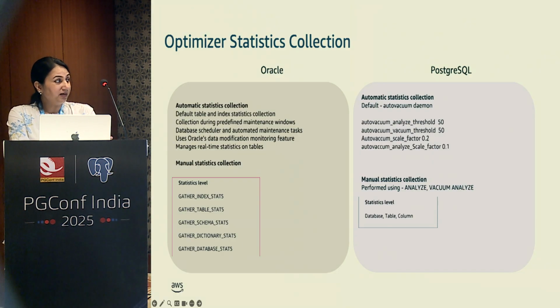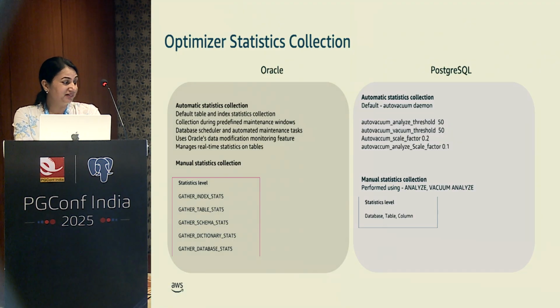So auto stats are all good, but again, if you want to add on to it using manual stats, you can either add on or replace the auto stats completely. In Oracle, you can use the DBMS_STATS package, and in PostgreSQL, you can use ANALYZE as well as the other one. These stats can be collected at index level, table level, schema level, dictionary level, and database level on the Oracle side. But for PostgreSQL, we have them at database, table, and column level.